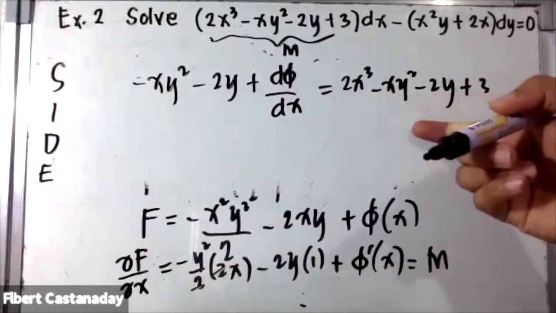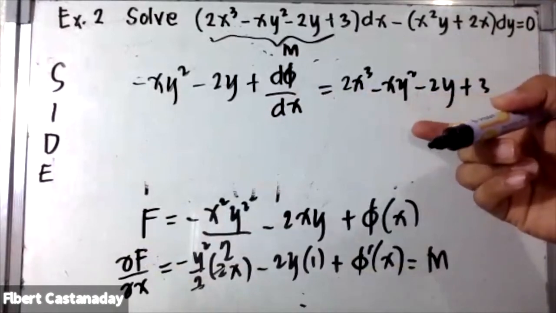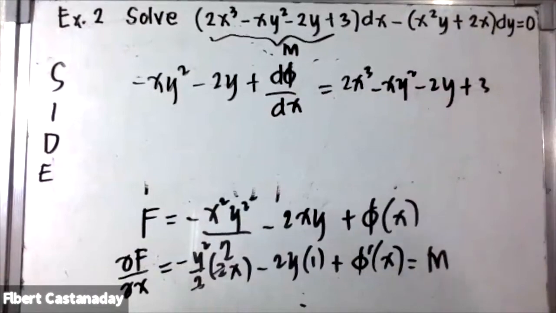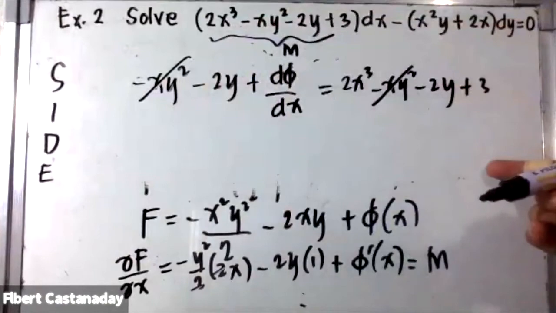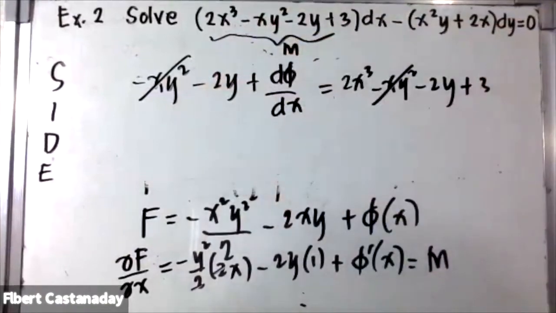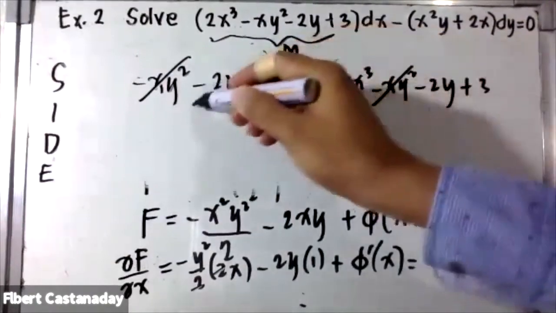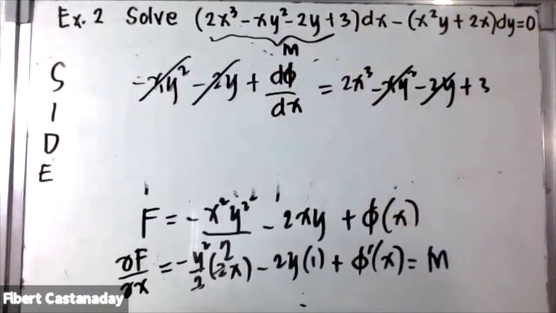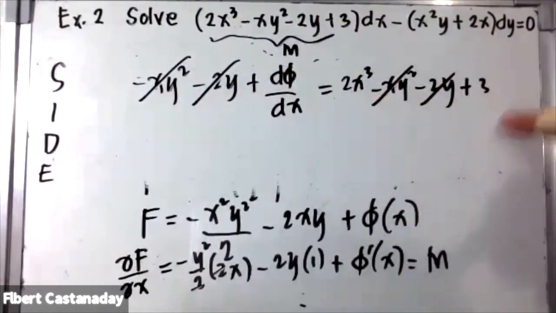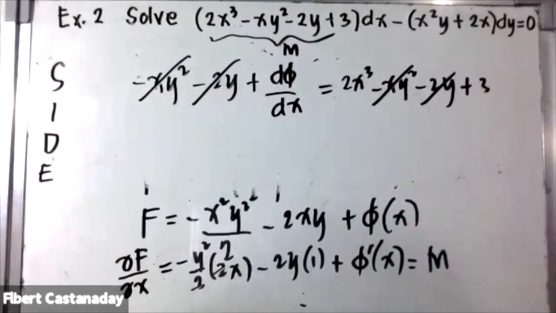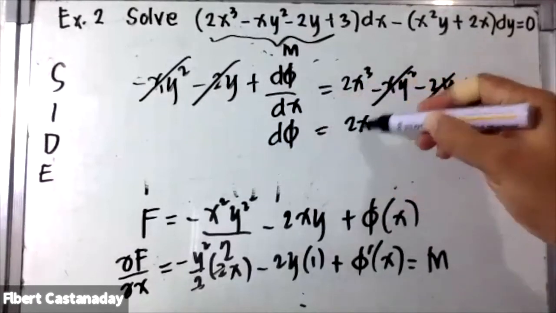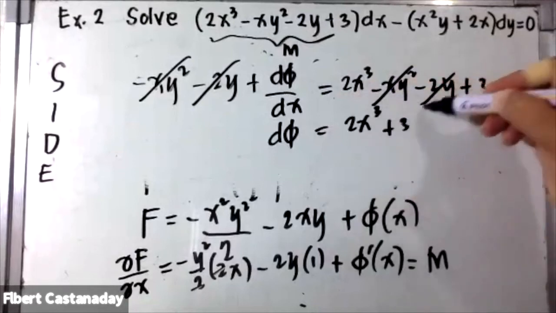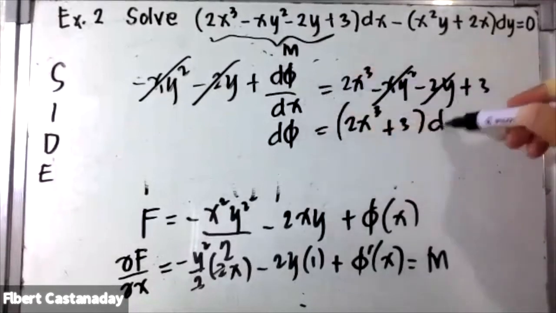So at this part of our solution, we equate, and we can cancel terms that are not a pure function of x, that is, containing variables x and y. So you have minus xy squared, we can cancel this. A pure function of y, we can cancel this one. What will remain is a pure function of x, since our constant of integration is a variable x. So we cross multiply, we have d phi equal to 2x cubed plus 3 times dx.